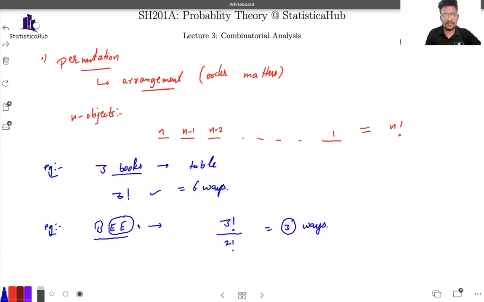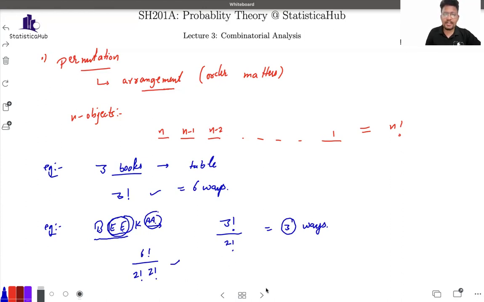Like if I say we have some k, a, for that one, this will be 1, 2, 3, 4, 5, 6, so 6 factorial over. This is repeated 2 times, this is repeated 2 times. So 2 factorial into 2 factorial. That will be the number of ways. So that's how we deal with the concept of permutation.